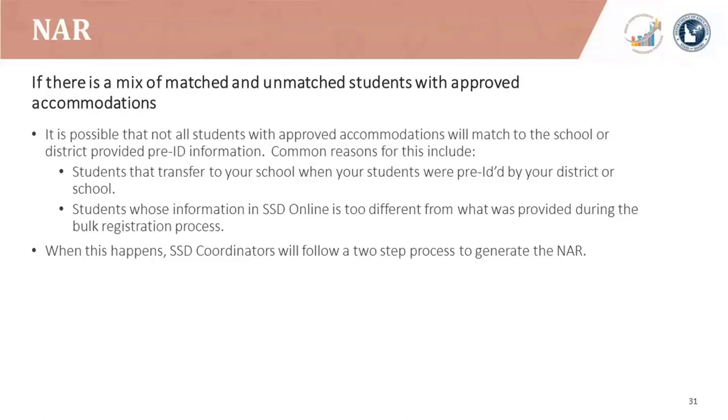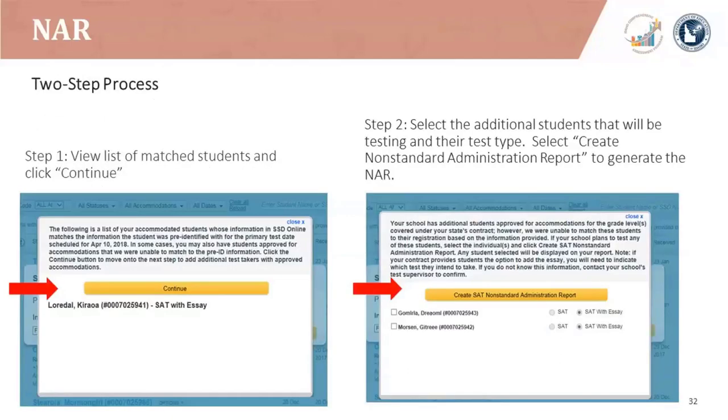When this happens, SSD coordinators will follow a two-step process to generate the NAR. Step 1 would be to view the list of matched students and click Continue. Step 2 would be to select the additional students that will be tested and their test type. Select Create Non-Standard Administration Report to generate the NAR. Both steps are illustrated on this screen.